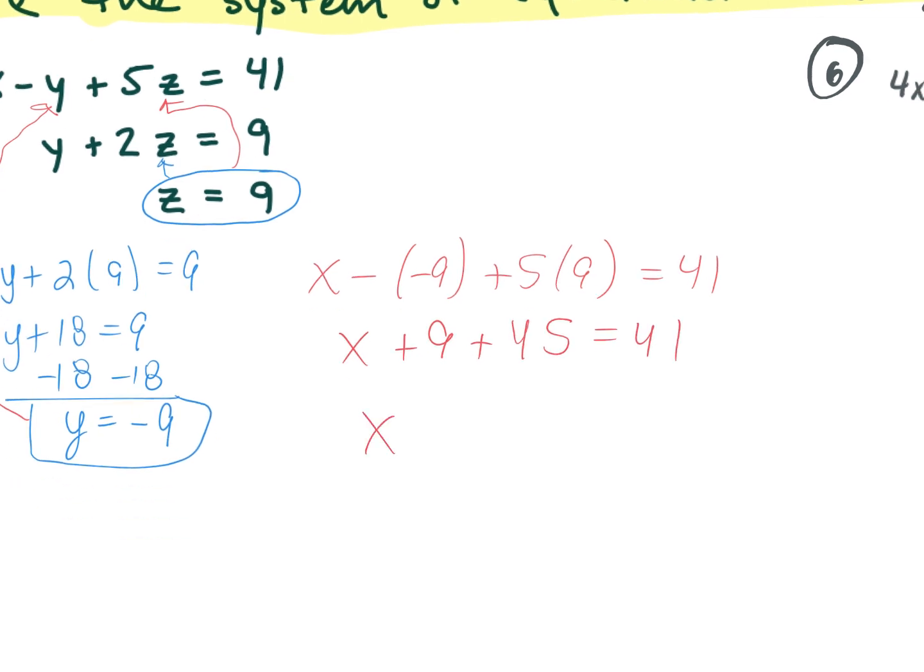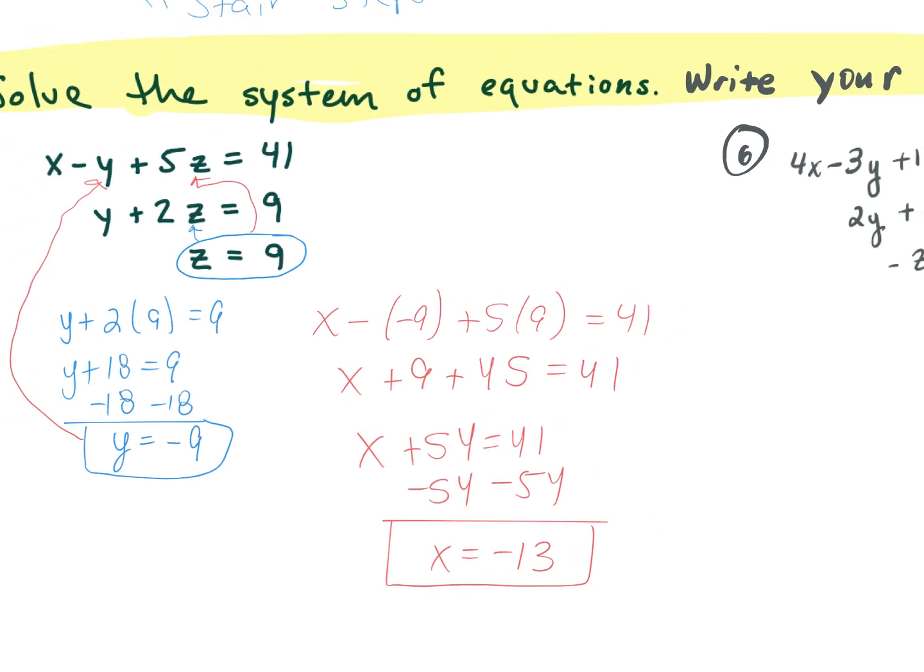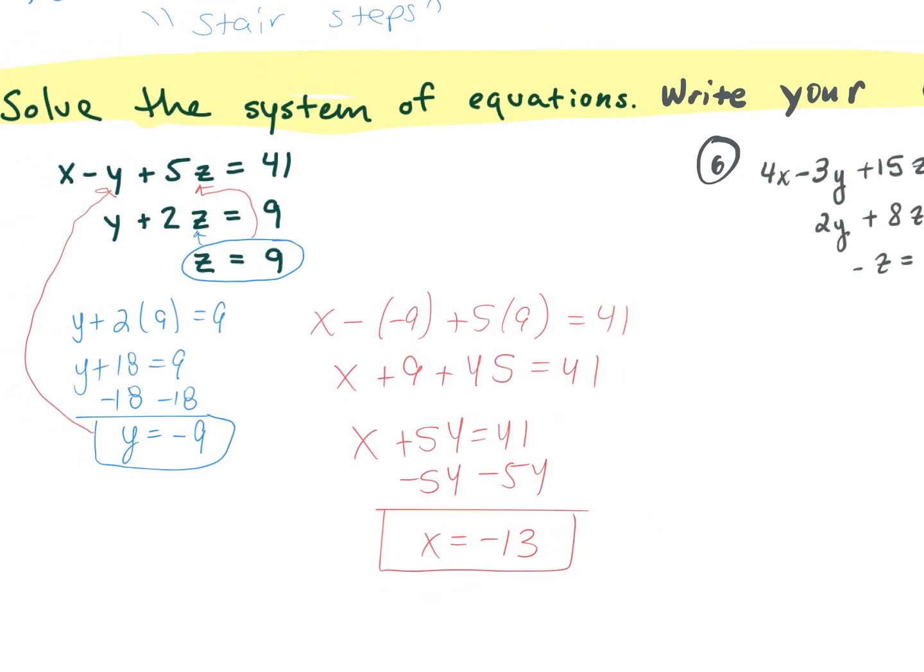What's 9 plus 45? 54. So x plus 54 equals 41. Subtract 54 from both sides. What does x equal? Negative 13. Okay, so you need to write your answers as what's called an ordered triple.